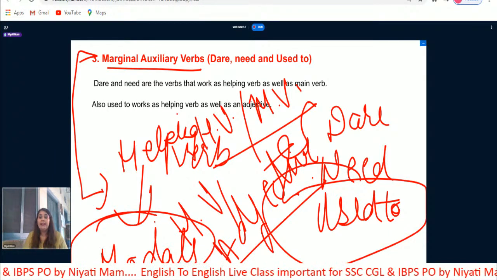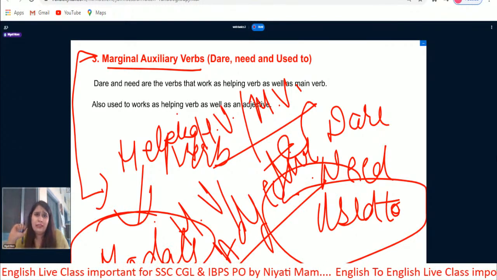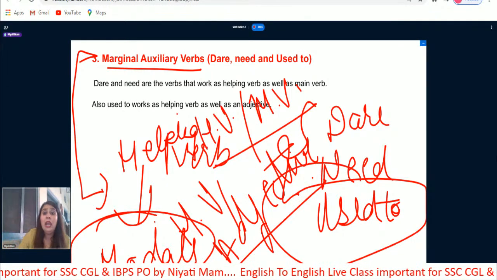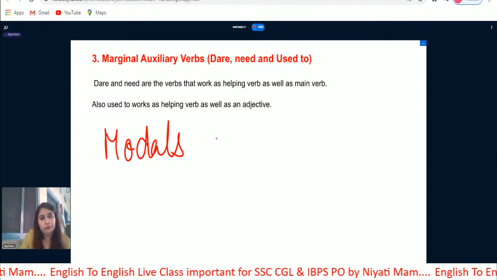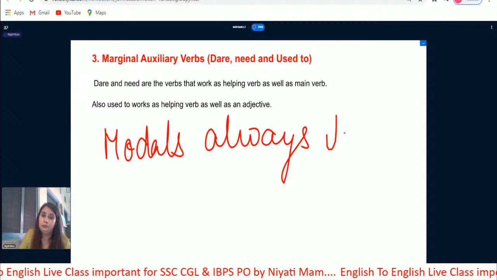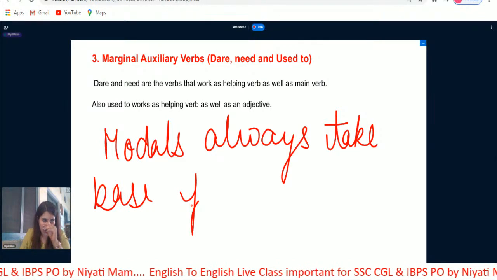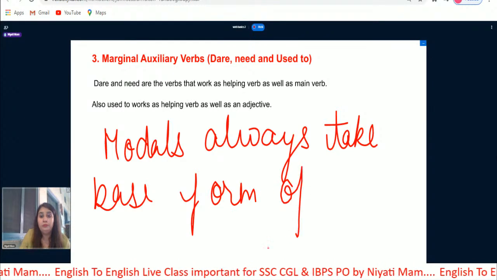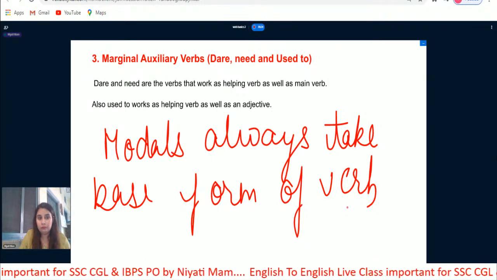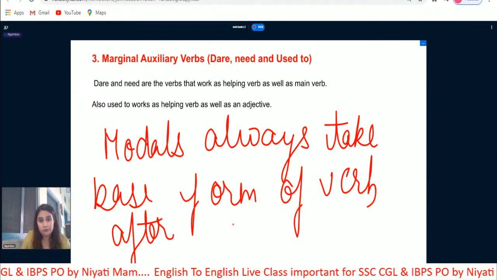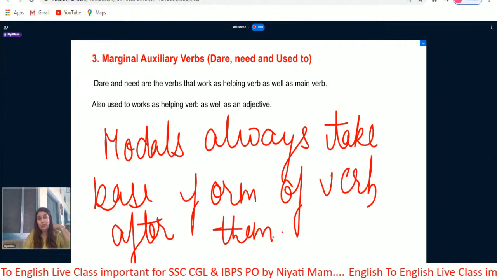They follow the modal. I'm getting my point. Now, what do we mean by the characteristics of modals? In our previous session and today's session as well, I told you one very important thing. And the thing is, I told you that modals always take base form of verb. Modals always take base form of verb after them.